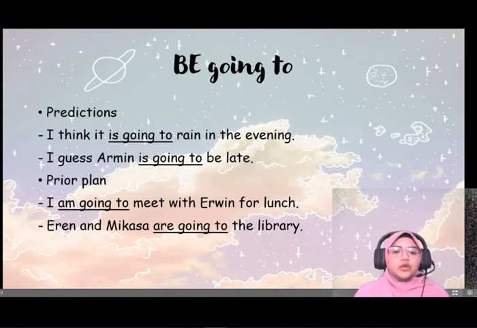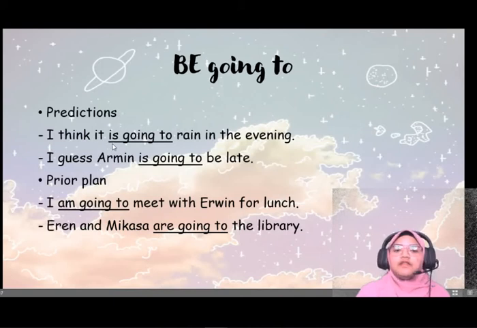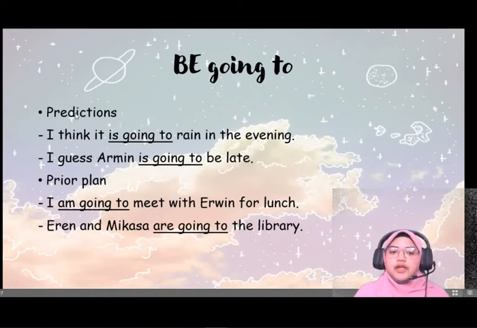Now, BE going to BE. The BE in here does not mean the B for B. This actually refers to the BE verb form that completes the sentence. For the BE form, there are different forms according to whether it's singular or plural. Just like will, it is also used for predictions and also for prior plan.